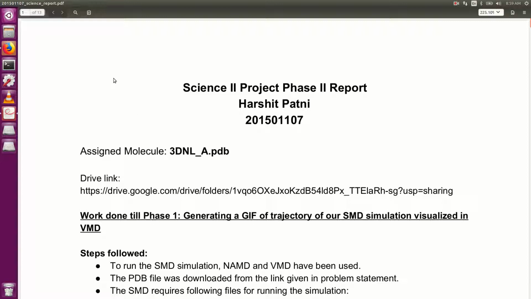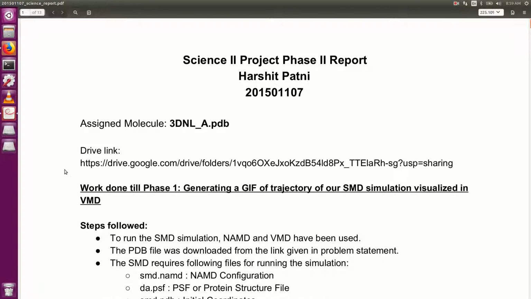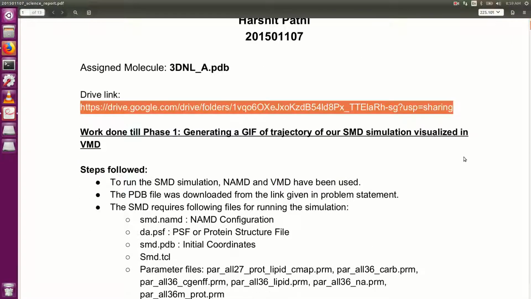Hi, this is Harshit Patni, roll number 201501101107, and I'm here to present the Science 2 Project Phase 2 report. The molecule assigned to me was 3DNL_A.pdb. All the code that was used to run the project is available on this drive link.